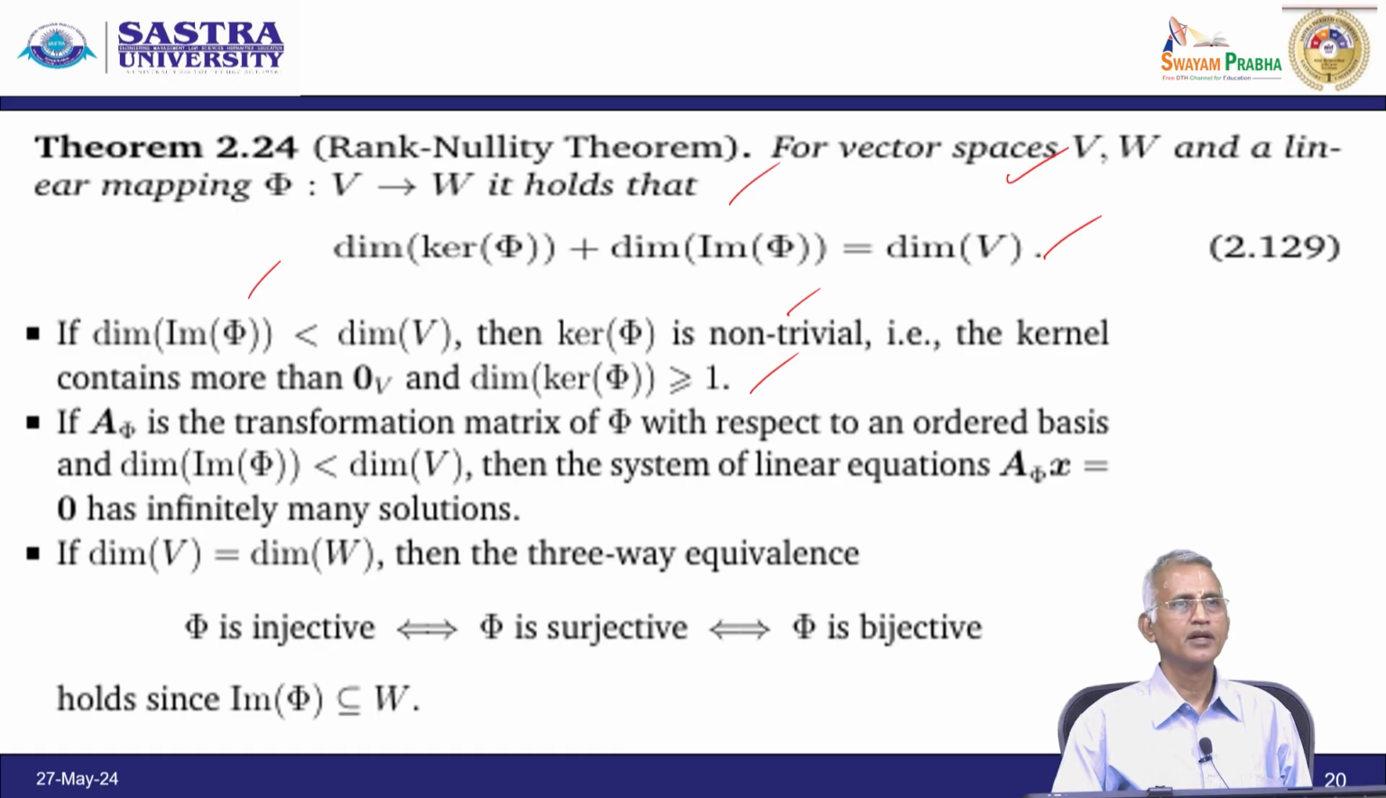And number 2, if A phi is a transformation matrix of phi with respect to an ordered basis and dimension of image phi is less than dimension of V, then the system of linear equations A phi x equal to 0 has infinitely many solutions. And next, if dimension of V equal to dimension of W, then the three-way equivalence holds: phi is injective if and only if phi is surjective if and only if phi is bijective. Therefore, the image of phi is a subset of W.